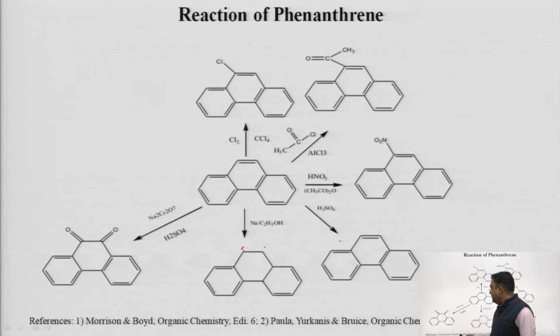Again, when phenanthrene reacts with sodium dichromate in the presence of concentrated H2SO4, we are getting 9,10-phenanthroquinone. Okay. So these are the summary of the reactions of phenanthrene.